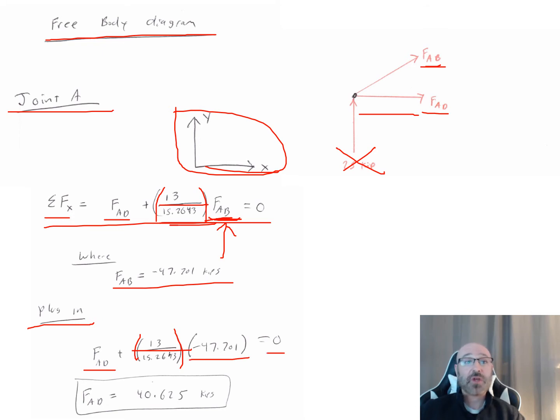is equal to 0, only unknown is FAD. I can solve for that. My FAD is positive, as it should be. It's acting in the pure x direction here, 40.625 kips.